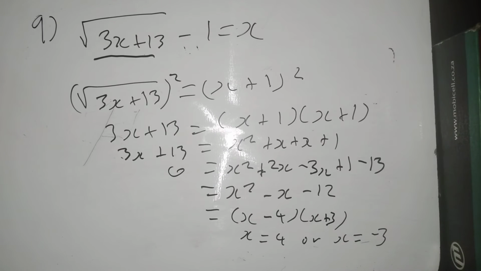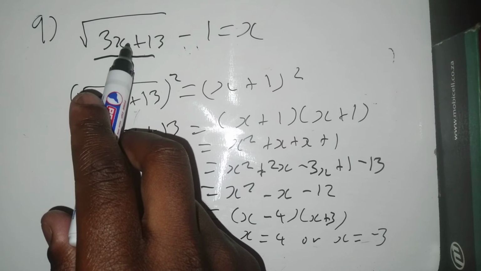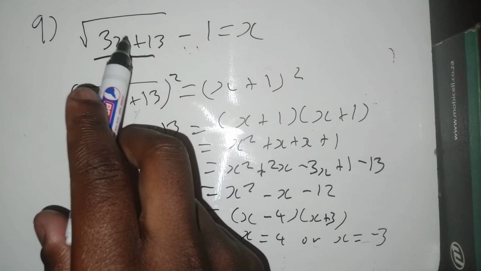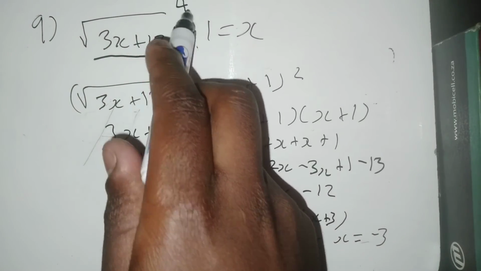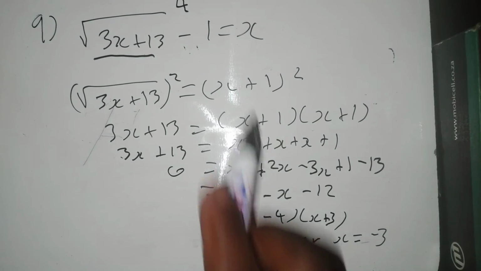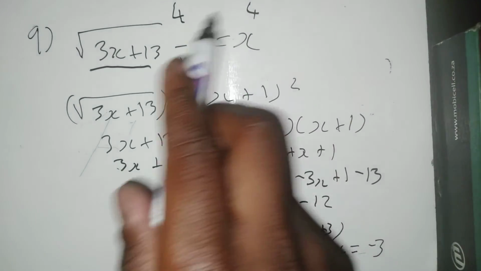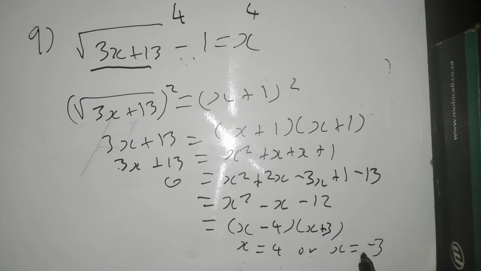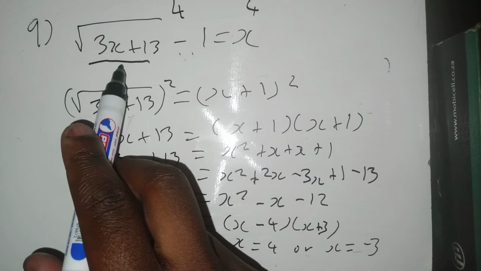Let's test them. If I substitute 4 there, it's going to be 3 times 4, which is 12, plus 13, which is 25. So square root of 25 is 5, minus 1 is 4. So on the left hand side, I have 4. And then if I put this on my right hand side, I will have 4, right? Because x is just 4, so they will be equal. So this part is valid. Let's check -3. 3 times -3 is -9. -9 plus 13 is actually 4.